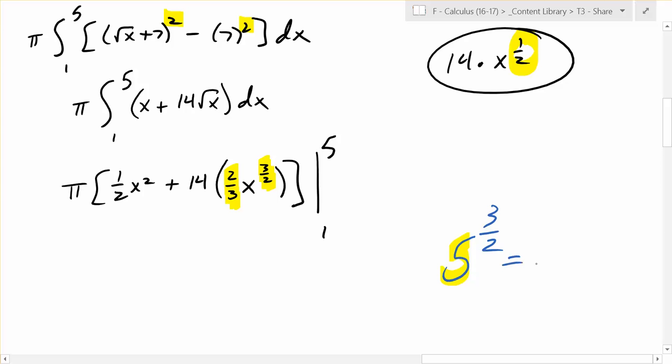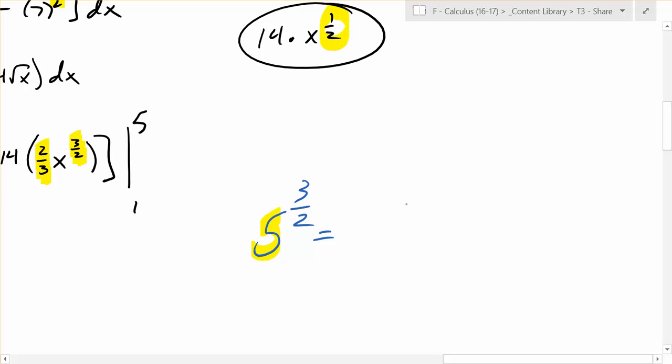What does 5 to the 3 halves mean, everybody? Is it like 5 times 2.5? No, not at all. It's the root. This is the square root of 5 cubed. Is that an integer? No, it's not. It really isn't. I was joking with you, maybe.